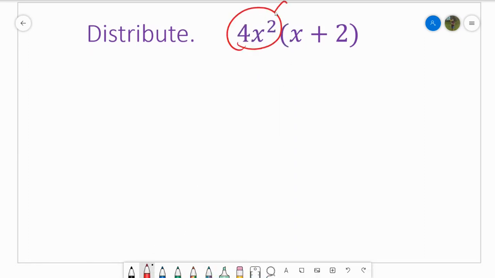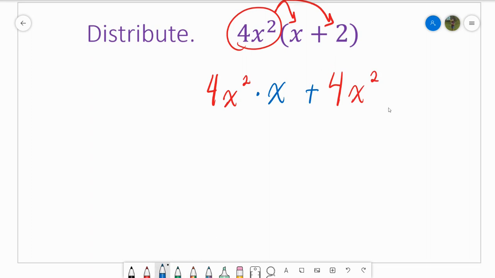So I'm going to do this 4x squared times this x and times this 2. So I have 4x squared times that x times x. Bring down my plus sign. And then I have 4x squared times the 2. Okay, so my original terms are right there, x and 2, but now you see that we have this 4x squared out front.